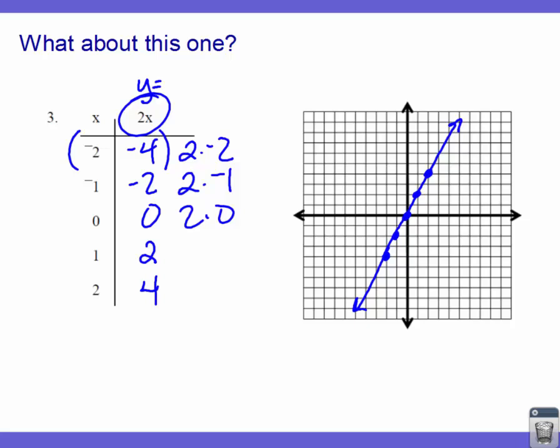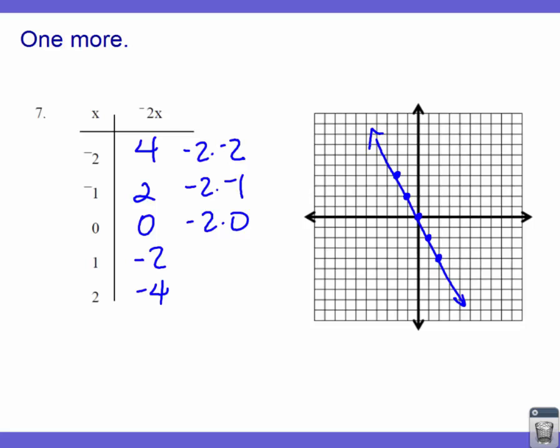With +2x, the graph is what we call increasing. From left to right, it's going uphill. This one, from left to right, it's going downhill. So that negative actually flips my graph. So you need to pay attention to that. If my coefficient is positive, it's going to be going uphill. It's going to be a graph that's increasing. If my coefficient is negative, it's going to be going downhill. And that's how we graph algebraic expressions.